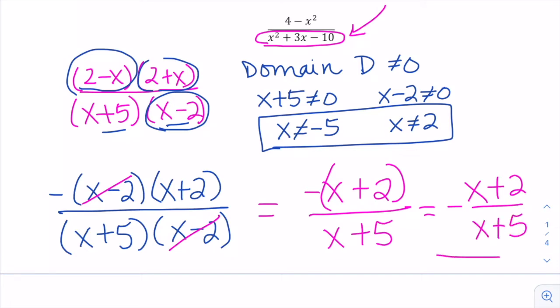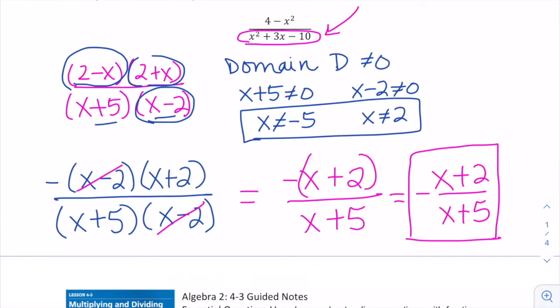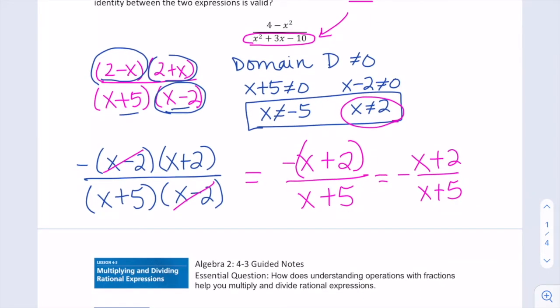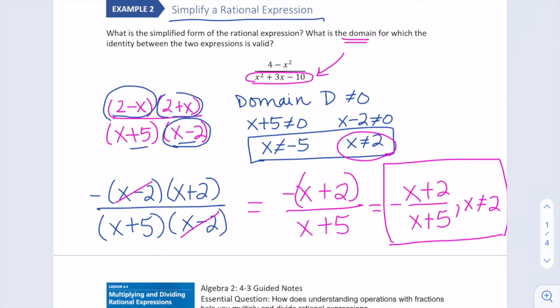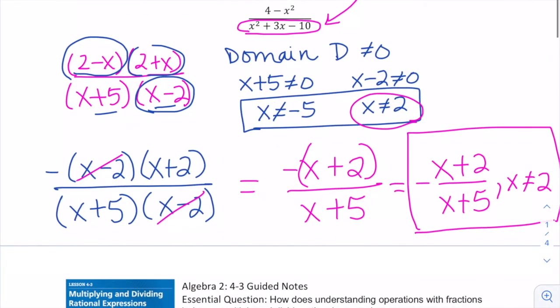But just remember that this expression doesn't capture that x can't equal 2. So we need to make sure we include that restriction. So we know that x can't equal negative 5 and x can't equal 2. Well, we can see the negative 5. That one didn't get canceled, but we did have to cancel out the x minus 2. So that's not readily apparent. So that's why I want to make sure I put that restriction in there.